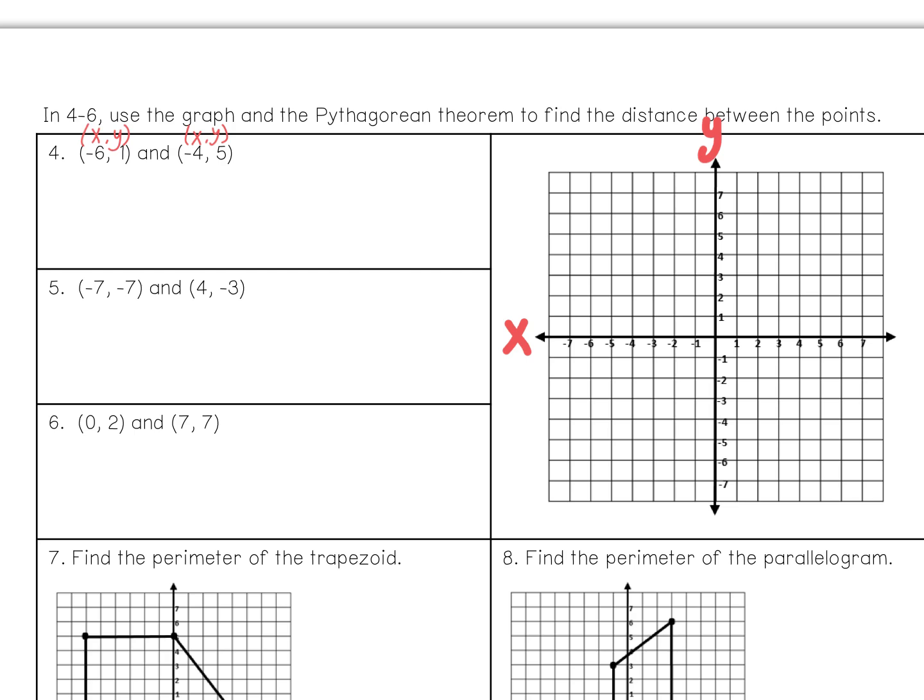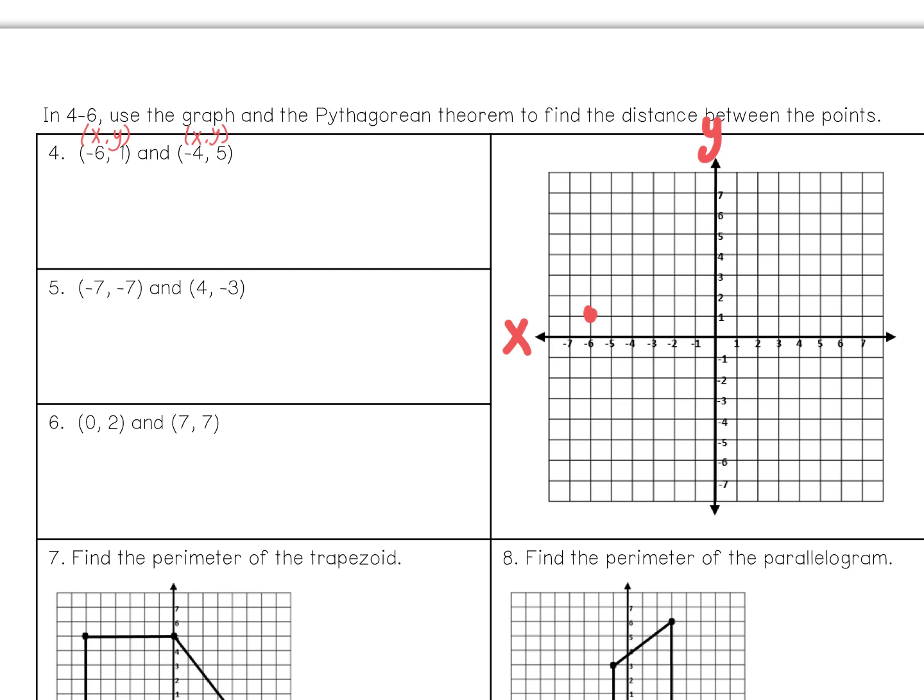So since x is first, I need to go to -6. So I'm going to go to the x and I'm going to find -6. And then it says +1, so I'm going to go up to +1 here. So I should have a point here.